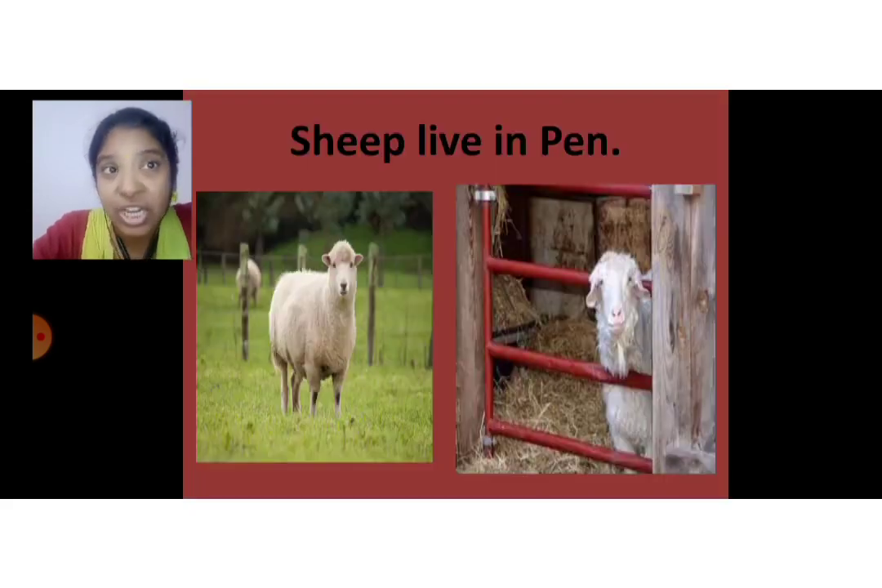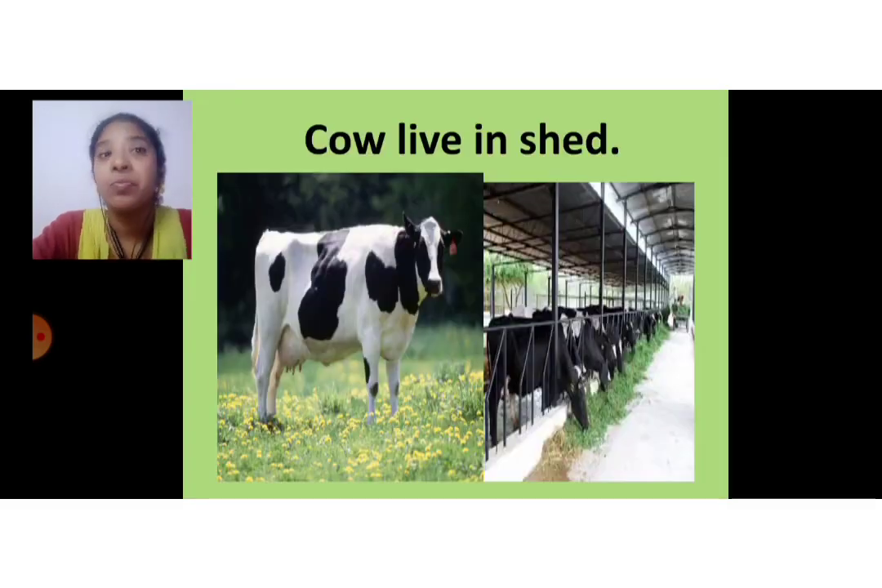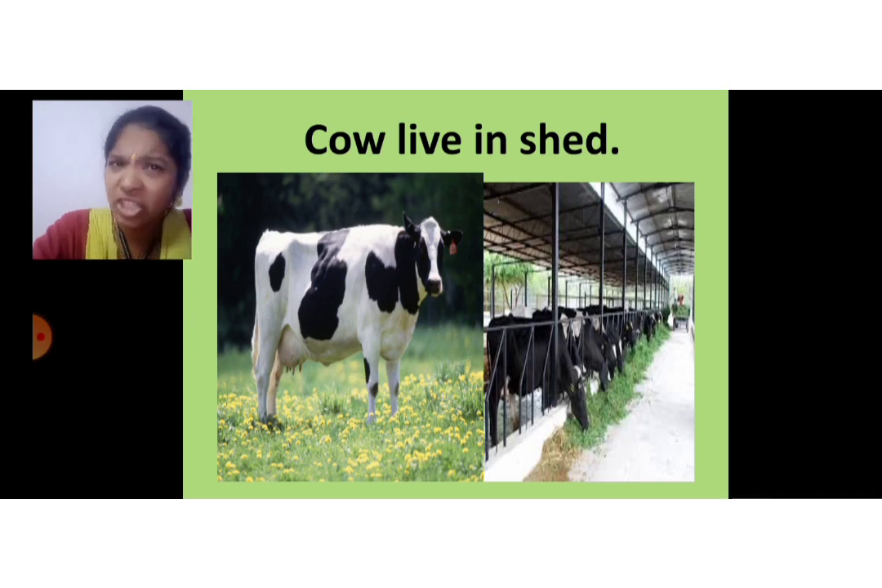Here comes the sheep. Sheep live in the pen. This is the pen. P-E-N, pen. Where do we get the wool from? Yes, you all learned in the clothes lesson. We get the wool from the sheep. To get the wool, the sheep are maintained in large numbers in the pen. So this is called the pen.